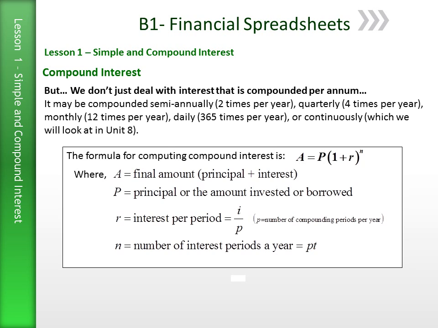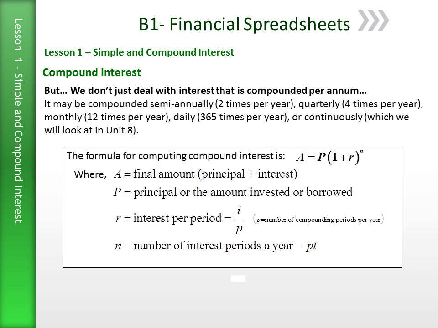The formula for computing compound interest is A equals P times (1 plus R) raised to the n power. But we're just going to look at our R and our n a little bit more carefully here. A is our final amount, so that's going to be our principal and our interest. The P is our principal, that's the amount that we start with. We're going to look at R now as being the interest per period.